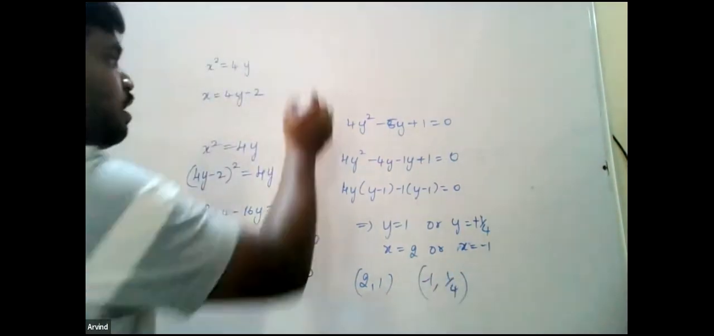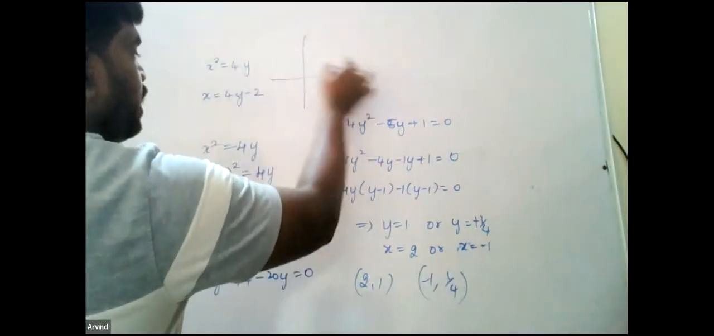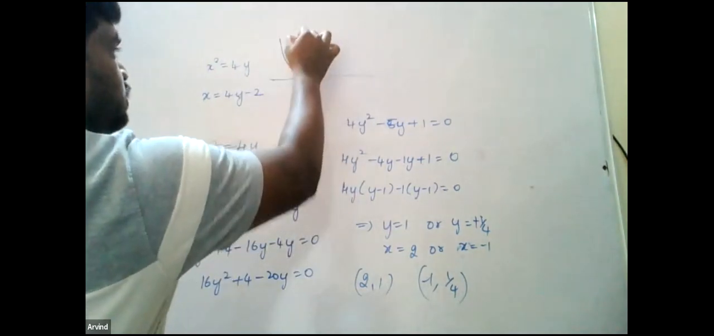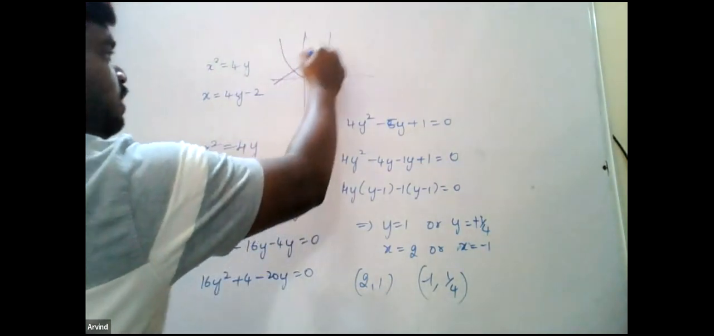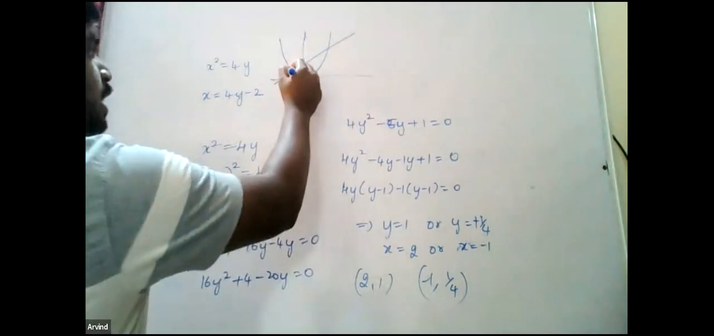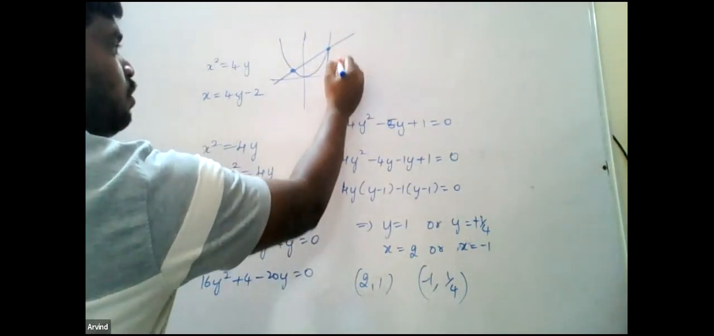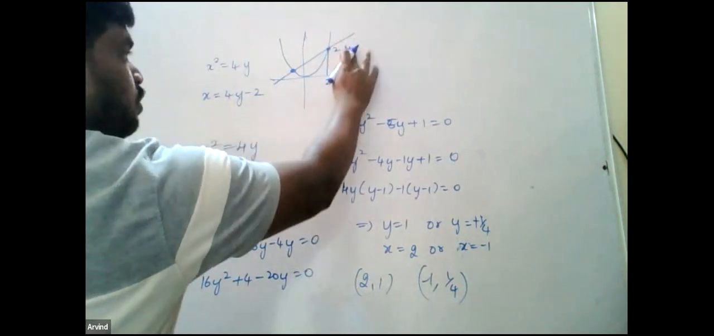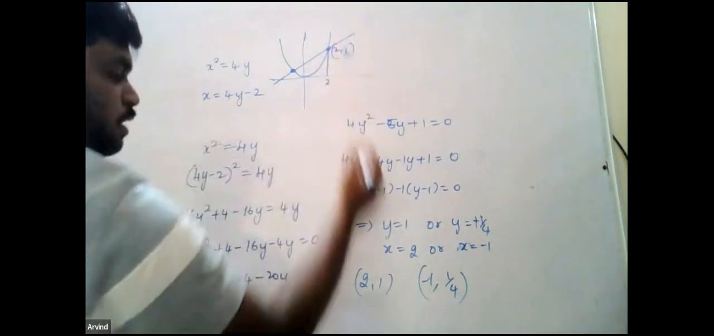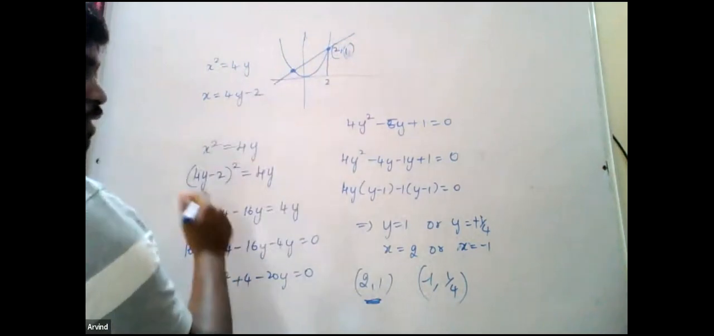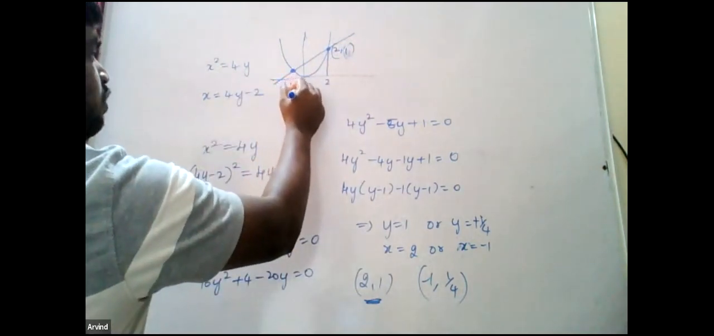Okay. What will the curve x square is equal to 4y look like? Something like this, and the straight line will be something like this. Where do they intersect? They are intersecting at 2 points. This point will be 2, 4. Sorry, 2, 1. And this point will be minus 1, 1 by 4. These points intersect.